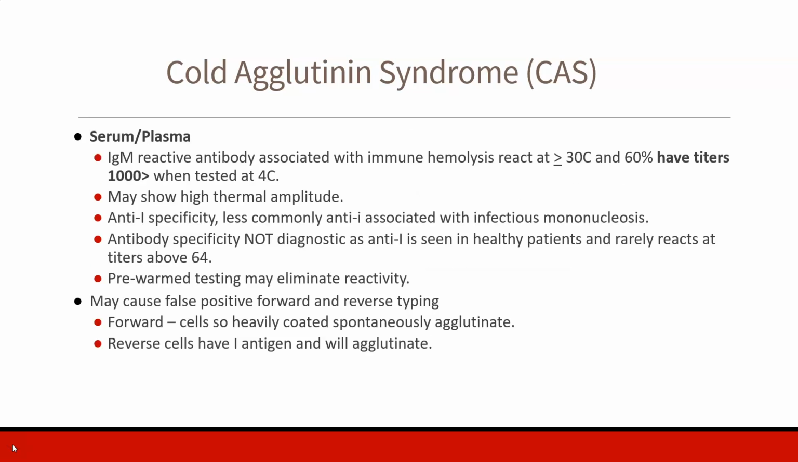So moving on to testing the serum or plasma, the IgM reactive antibody associated with immune hemolysis, not just that a cold agglutinin is present, but is causing hemolysis, reacts at greater than 30 degrees centigrade, and 60% have titers of 1,000 or higher when tested at 4 degrees centigrade. We had a patient that, when you're doing a cold agglutinin titer, you have tubes 1 through 12. 12 is your auto control. She was positive up to tube 11.